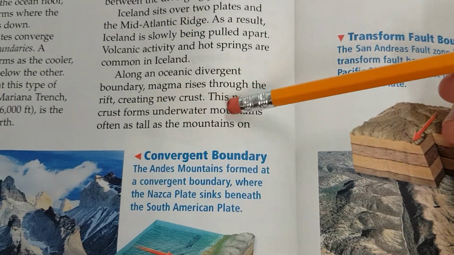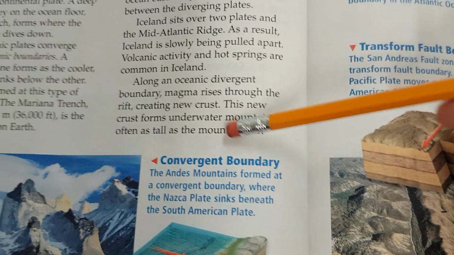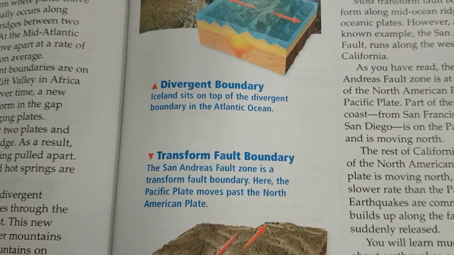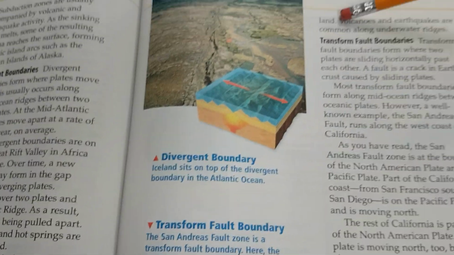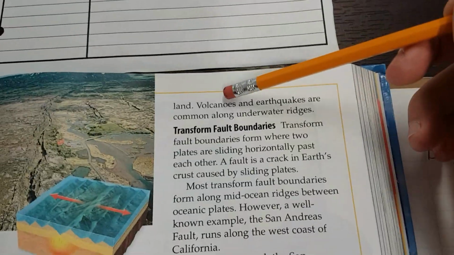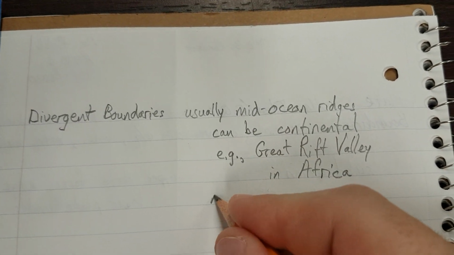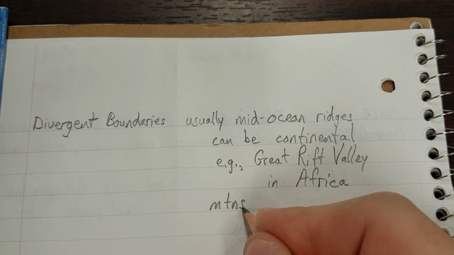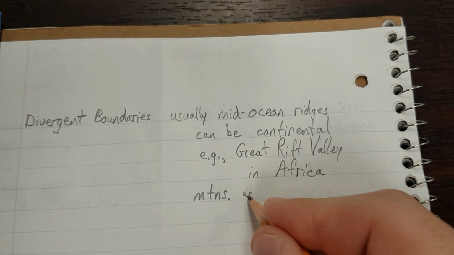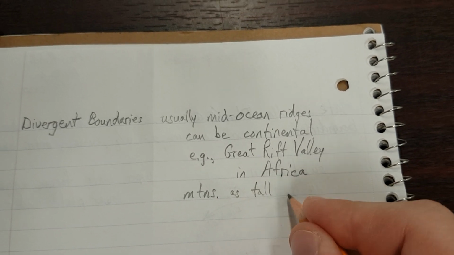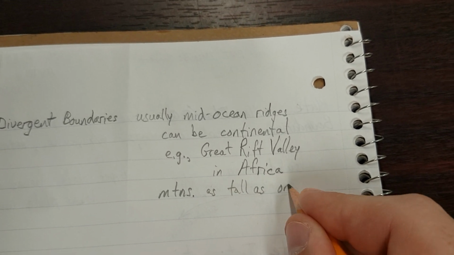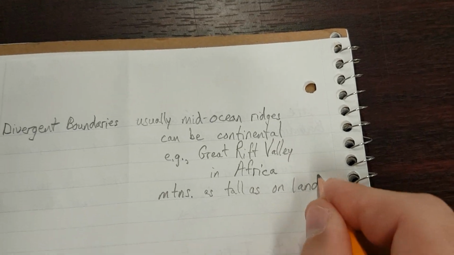This new crust forms underwater mountains, often as tall as the mountains on land. Oh wow, those are very tall mountains then. Volcanoes and earthquakes are common along underwater ridges. Okay, so mountains, M-T-N-S period, as tall as on land, L-A-N-D.